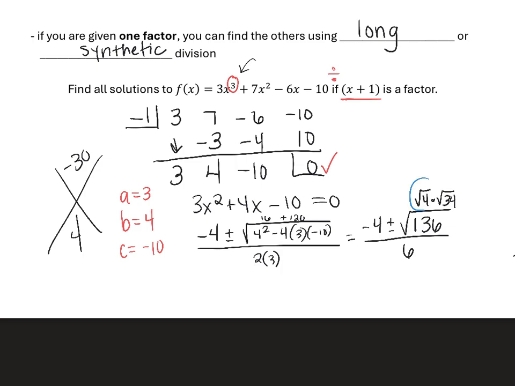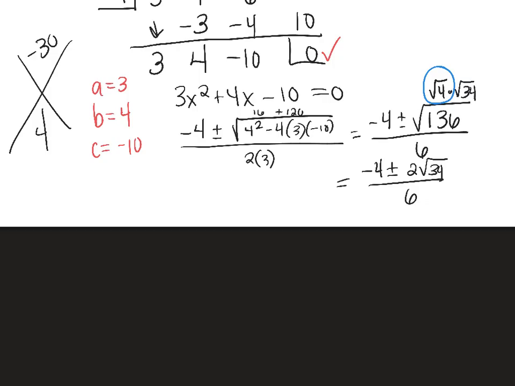So 4 simplifies. What is the square root of 4? Good. -4 plus or minus 2 root 34 over 6. Right? Everything outside the root can be divided by 2. So we have to do that.